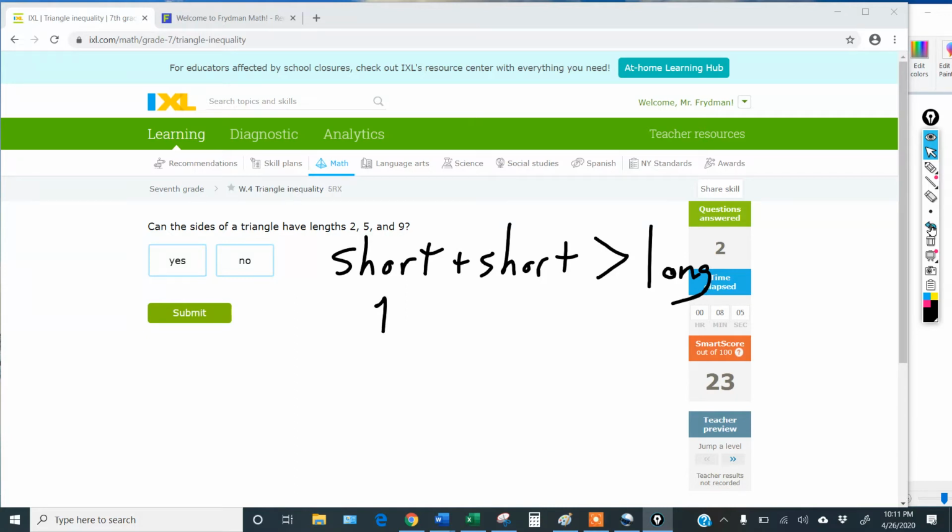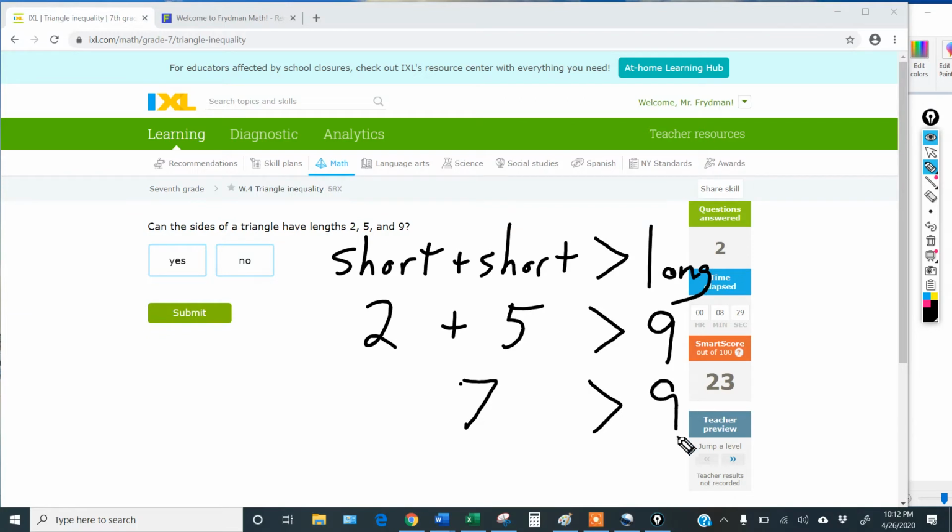Okay, so let's try another one. What are the shortest sides here? The shortest sides are 2 and 5. So if we add 2 and 5 together, we want that to be longer than the longest side, which is 9. So 2 plus 5 is 7. Is 7 greater than 9? No, it is not. Right?